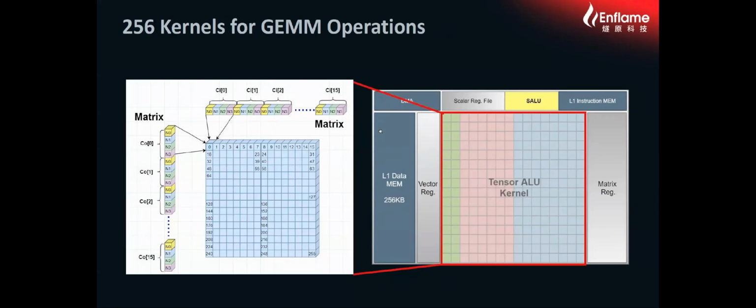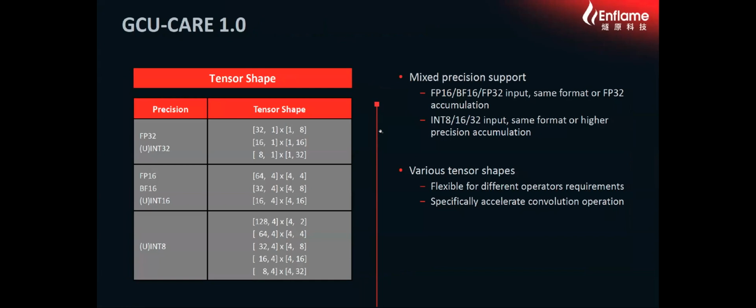So the tensor shape instructions we support can be summarized here. In terms of floating point 32, we can do either a 32 by 1 by 8 matrix multiply or 16 by 1 by 16. But in total, within one single instruction, we can do 256 MAC operations in a single cycle. And for floating point 16, that's actually higher. For floating point 16, we can compute 64 by 4 by 4 in total. That gives us 1,024 MAC operations within a single cycle. So that's basically 4x compared to floating point 32.